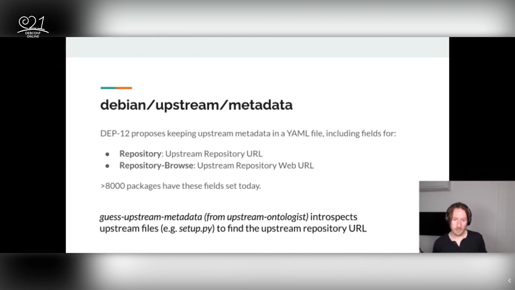So guess-upstream-metadata, from the upstream-ontologist package, can look at some of the upstream files, and for example, it'll find the upstream repository URL, but it'll also find things like where the bugs live. So in many cases, you can just run that to generate the file, but you might have to double check it. It scans about, I think, 24 different metadata files, including things like README.